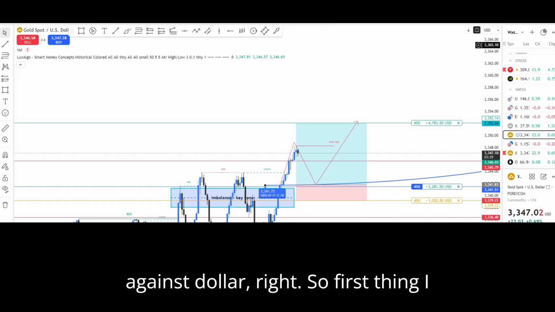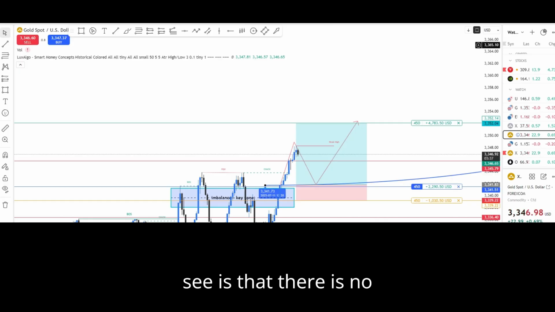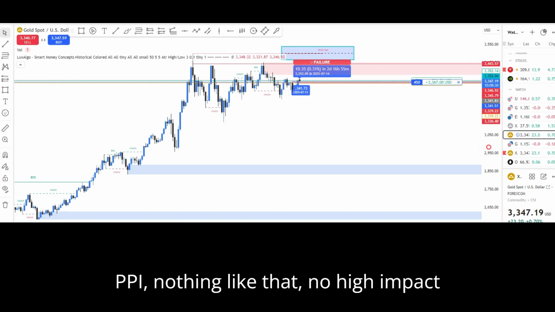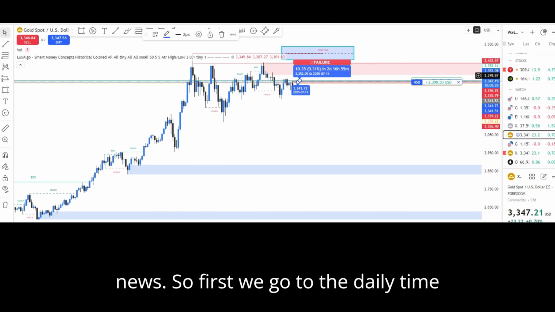So the first thing I see is that there is no major news today. No CPI, no PPI, nothing like that. No high impact news. So first we go to the daily time frame.